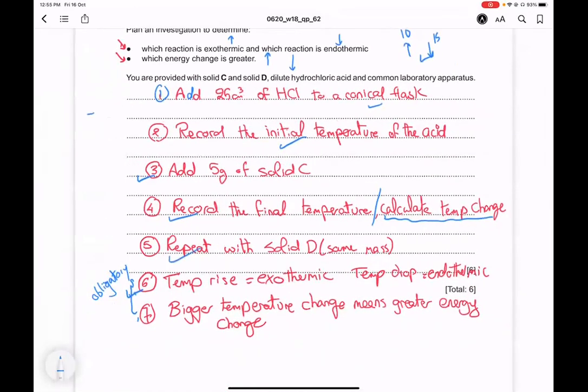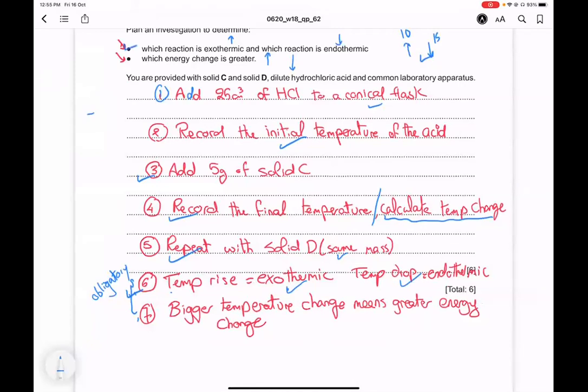Finally, repeat the experiment with solid D using the same mass, of course. If you didn't say the same mass, you will not lose a mark, but you must say repeat the experiment with solid D and calculate the temperature rise. If the temperature rose, it's exo. If the temperature dropped, it's endo. And you calculate, sorry, the temperature change.